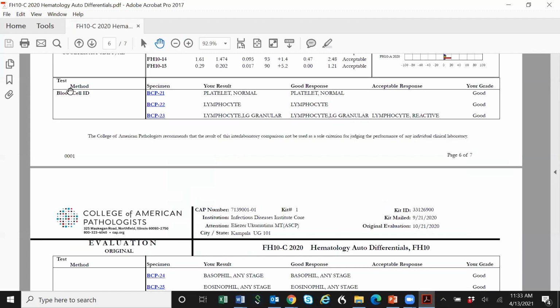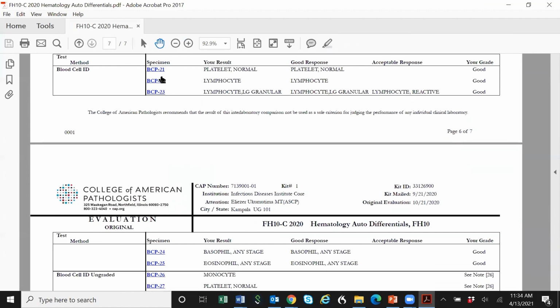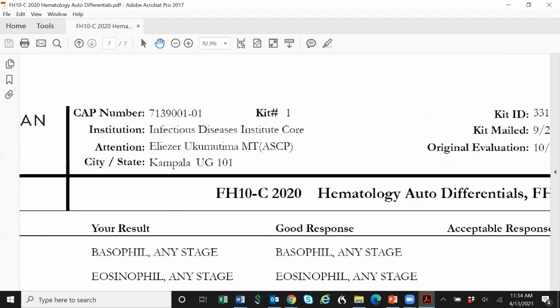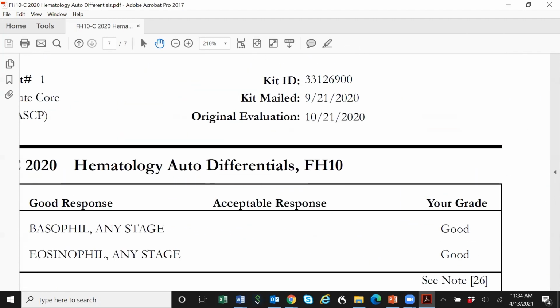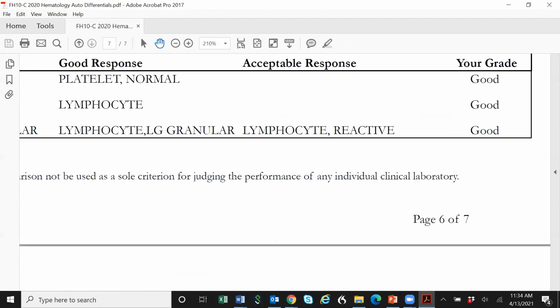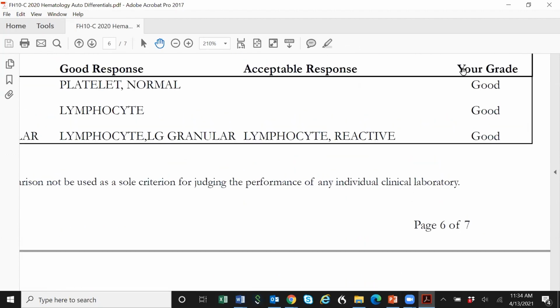And you will notice that for these visual tests of visual cell recognition, we have two sets. The first set, which I've been clicking on, BCP 21 through 25, are all graded. If you look over here on the right, sorry, this is why I sent you the files, so you'll have it on your computers later to look at. On the right, it says your grade, and it says good. So these are graded.